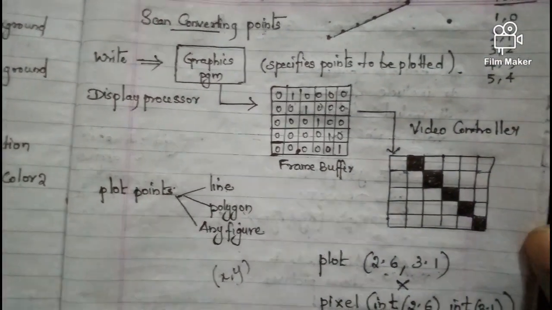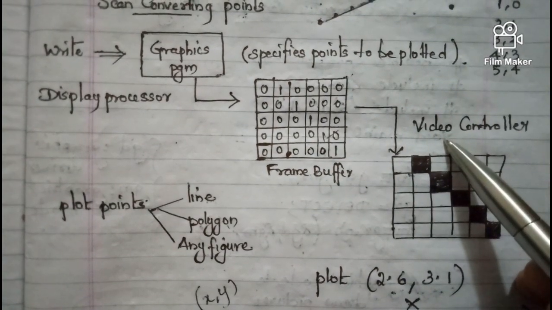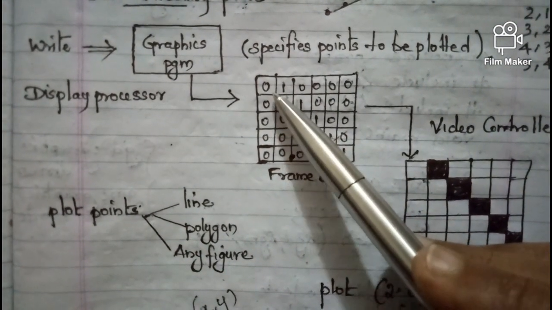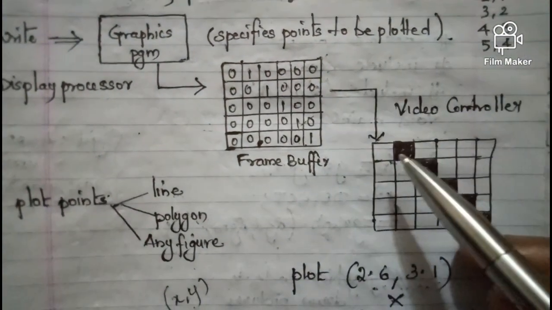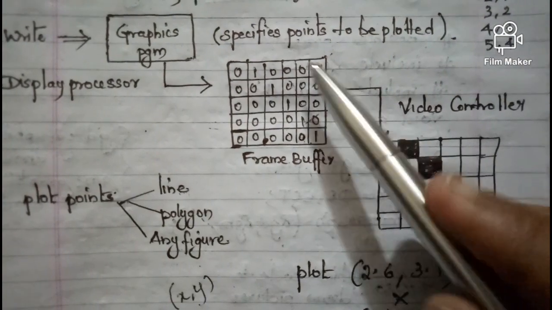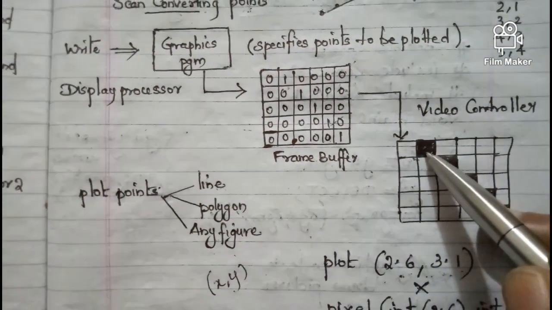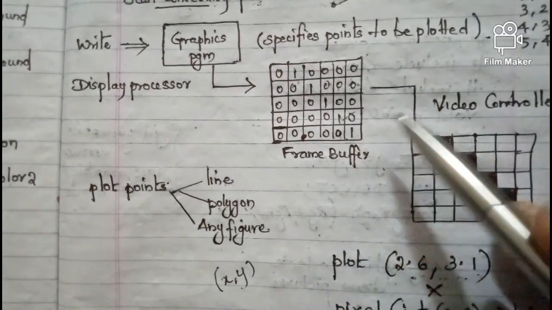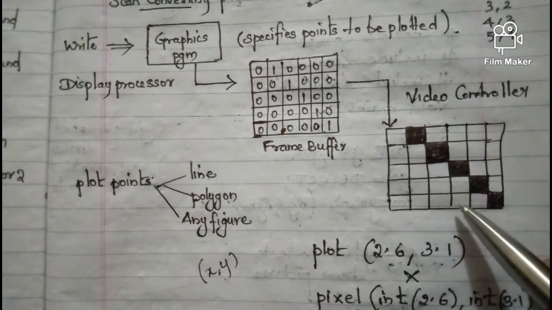Once the frame buffer is ready, we use the video controller. What will the video controller do? The video controller will read the values from the frame buffer. If it is a 0, the corresponding pixel will not be plotted. If it is a 1, the corresponding pixel will be plotted. So depending on whether a 0 or 1 is stored in the frame buffer, the pixels on the screen will either be plotted or will not be plotted.